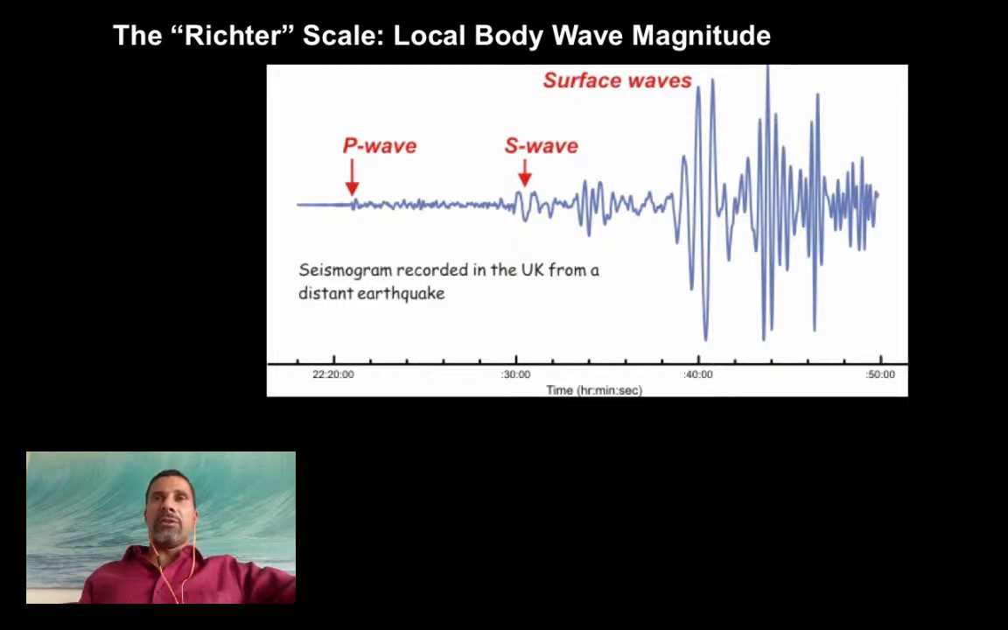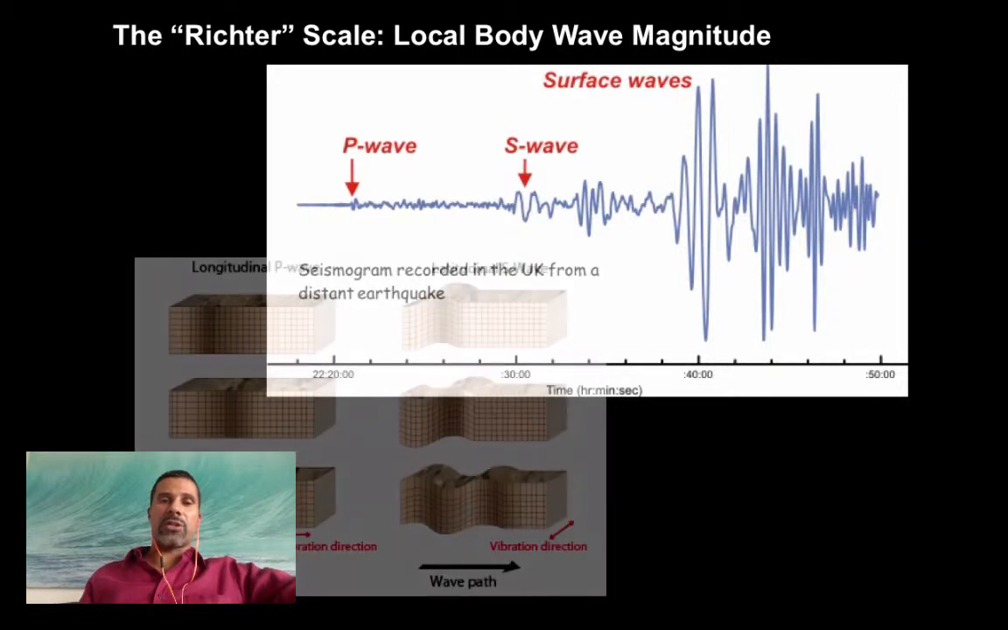The Richter scale uses waves that travel through solid rock to estimate the amount of energy released from an earthquake and the size of an earthquake. If you have a recording, like an earphone to the ground, you can actually pick up seismic energy. You have P waves and you have S waves. P waves are sound waves, they're pressure waves.